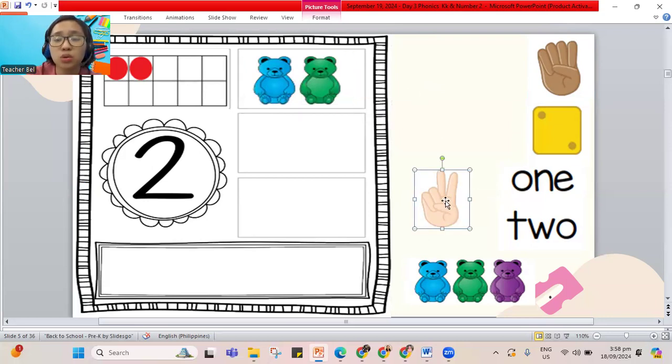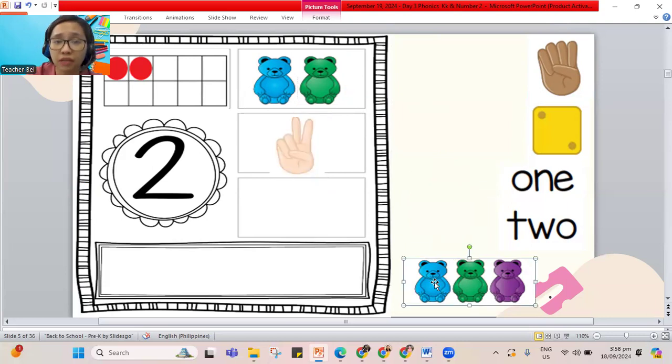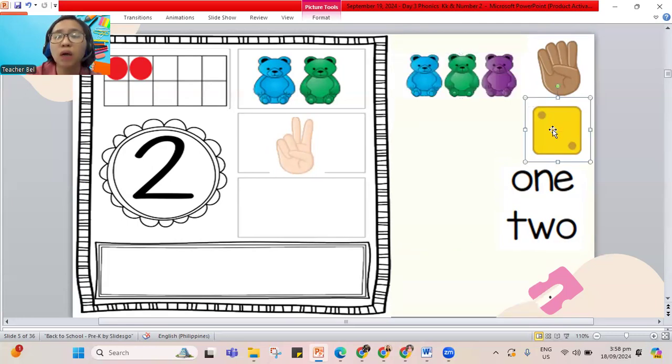How many are shown here? How many fingers do you see? 1 and 2. So that is 2 also. How many bears do we have? Let's count. 1, 2, 3. That is not for 2. That is for 3. How about the dice?